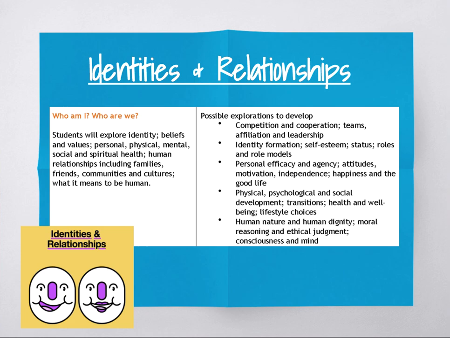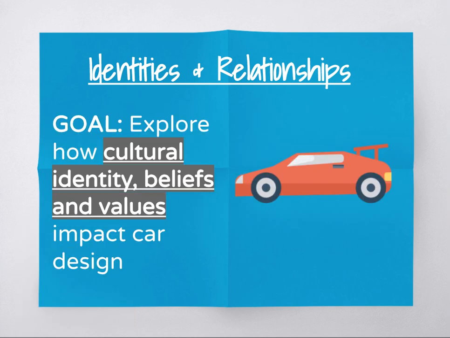Next, let's look at identities and relationships. And the word I'm going to pick out would be cultural identity, beliefs and values. So explore how cultural identity, beliefs and values impact car design. So we could look at everything from red pickup trucks in the US through to Mini Coopers with Union Jacks in the UK.